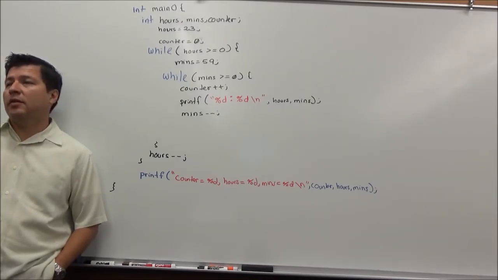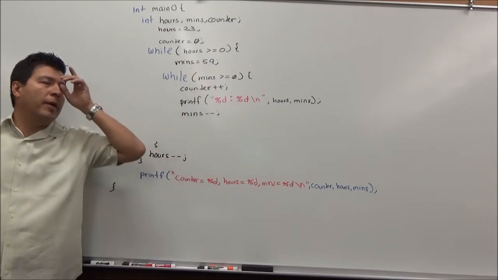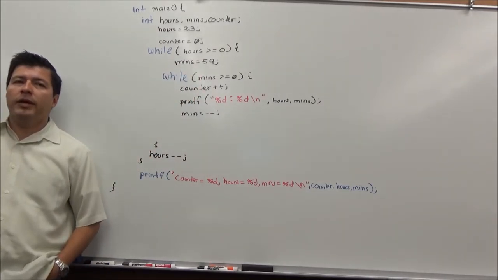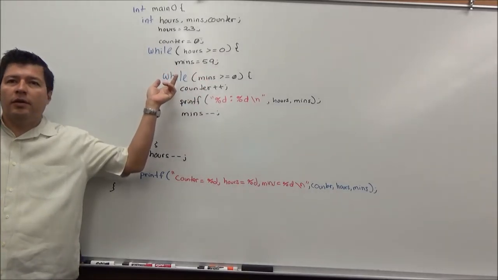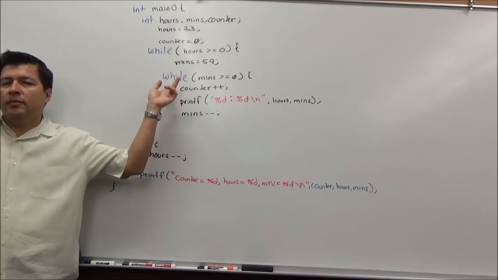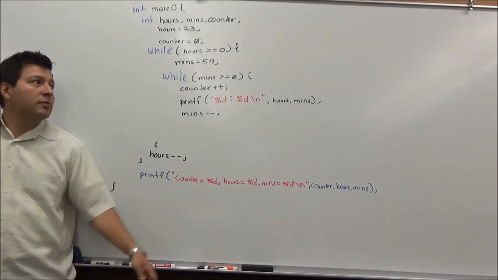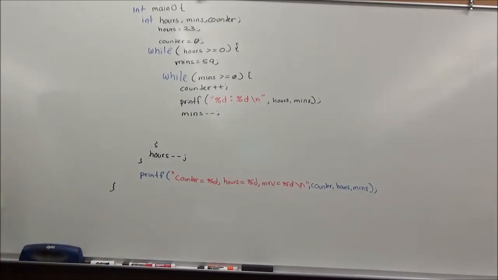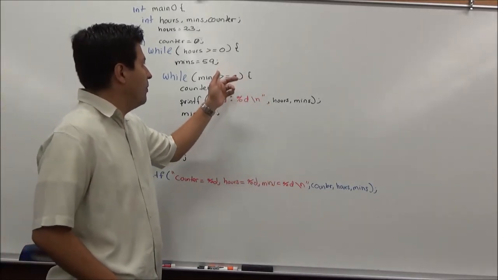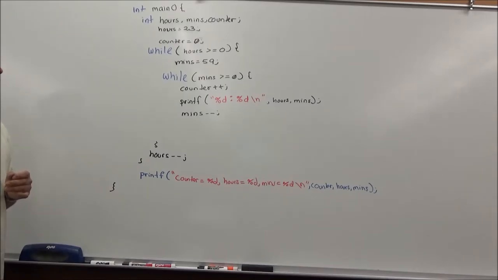What made my minutes exit? What value of minutes made my loop end? Less than zero. Or I mean, yeah. What value of minutes made my while loop end? No. Less than zero, or zero will make it. No. Less than negative one. Negative one. Yeah, it's less than zero. So it would be negative one for both hours and minutes, because that's what made my loop exit. I guess I didn't word it properly.